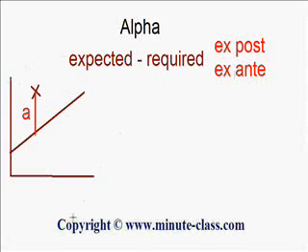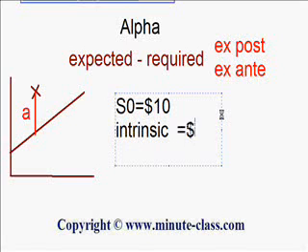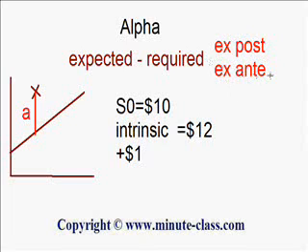So for example, let's say there is a stock. Now the current price is $10. And after calculation, you think that its intrinsic value is $12. However, you expect that by the end of this year, it's not just going to be $12, it is going to be $13, which is an extra $1 by the end of this year. So then, which one should we use? We should use the ex ante alpha because this one has not happened yet.